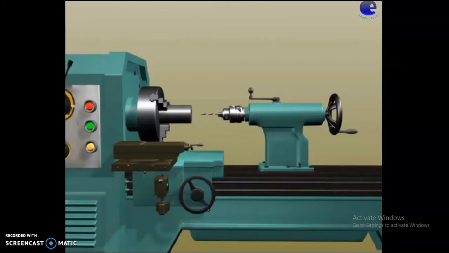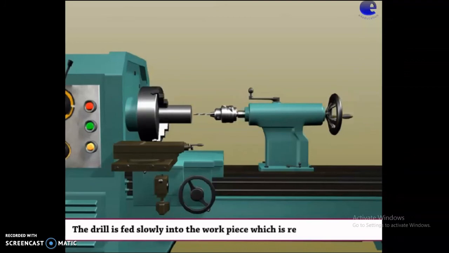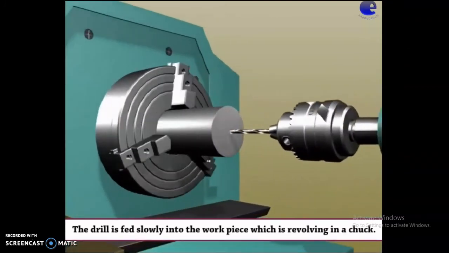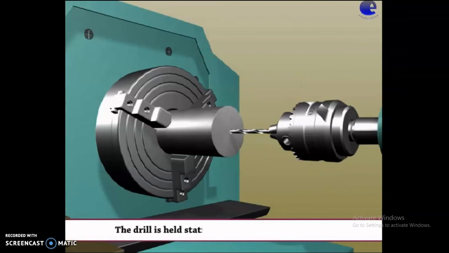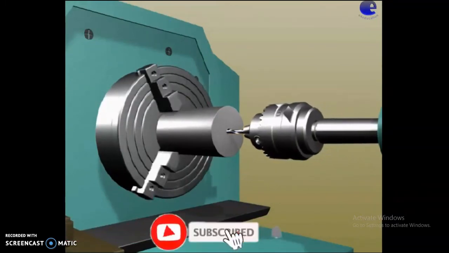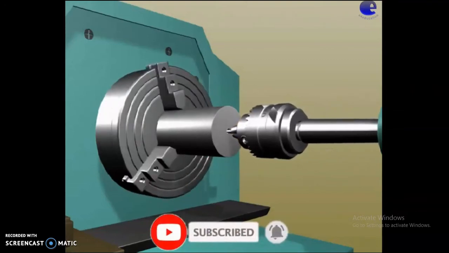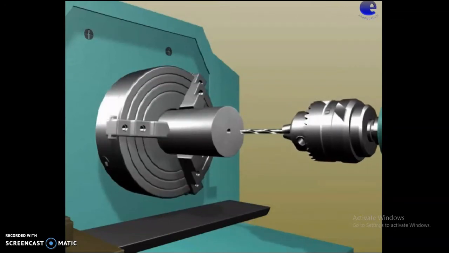Drilling operation. It is a process of making holes on the workpiece. The drill is fed slowly into the workpiece, which is revolving in a chuck. Here is the chuck, workpiece, drill tool. The drill is held stationary in the tailstock. This is how the drilling operation is done.